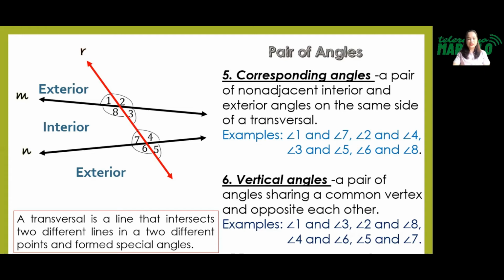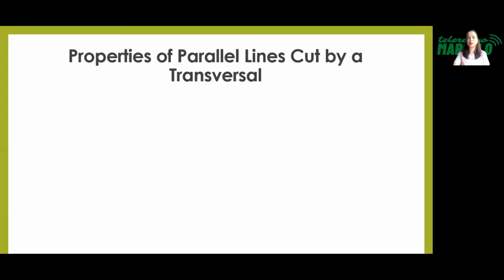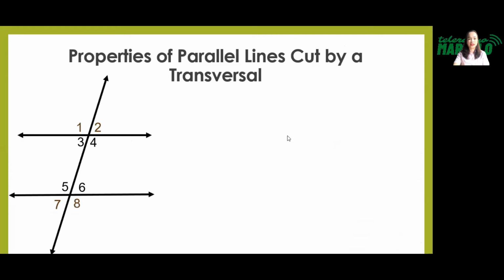Okay, so now that we have determined the pairs of angles formed here, let's now proceed with the properties of parallel lines cut by a transversal. Okay, so take a good look at this figure, guys. We have these two parallel lines cut by a transversal. So we will consider the interior angles first. Okay, from that interior part, we have the interior angles.